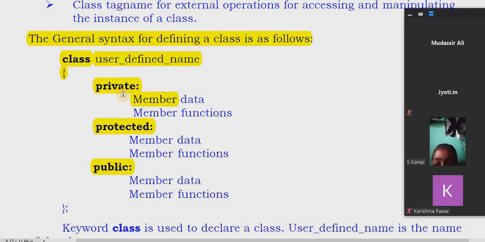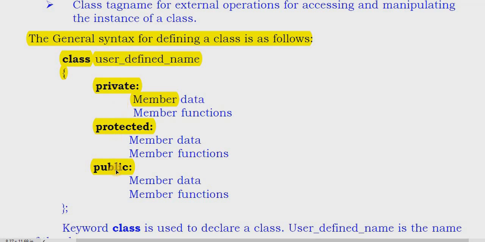Access specifiers mean they are like security guards. ये सिक्योरिटी गार्ड के जैसे वर्क करता है. So this private, protected, public are security guards. They protect the data and functions. So private, protected, public. So these are access specifiers.